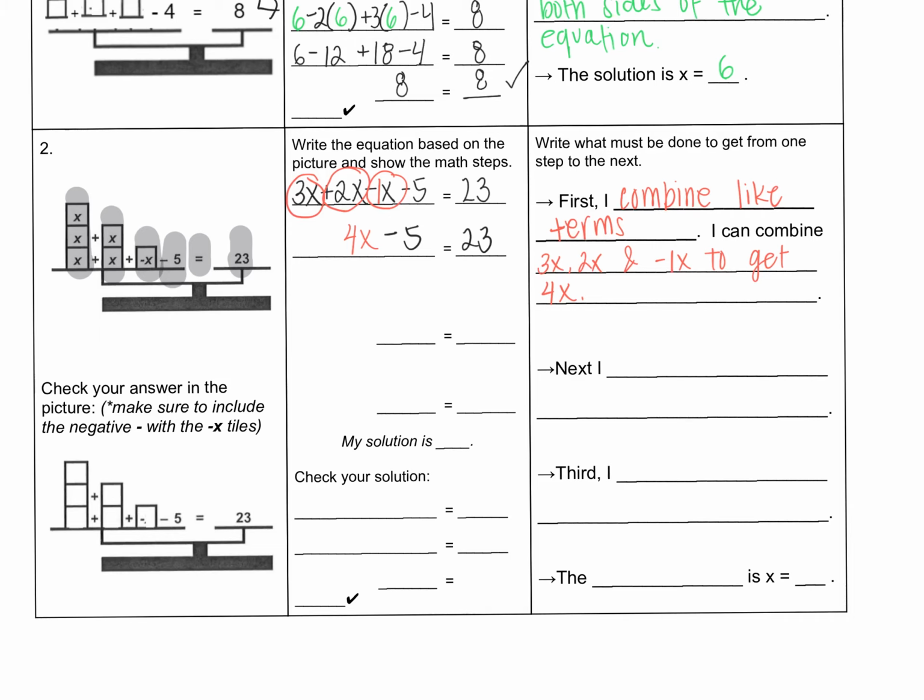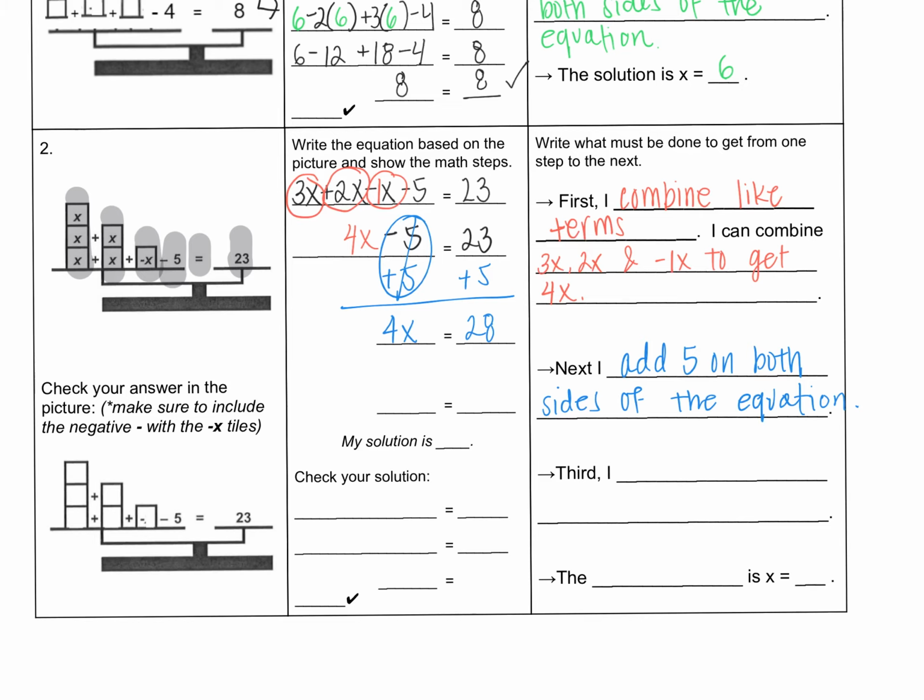I notice x is multiplied by 4 and then subtracted 5. So next I add 5 on both sides of the equation. I add 5 on the left side, and I add 5 on the right side. Negative 5 plus 5 equals 0, and I have 4x is equal to 28.